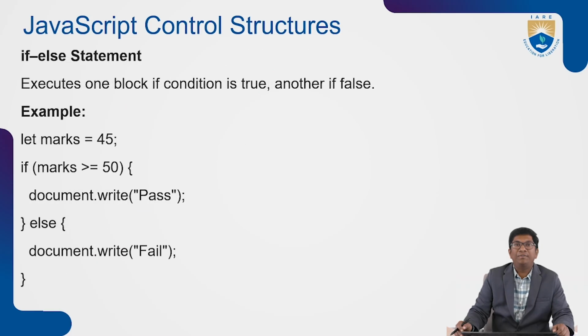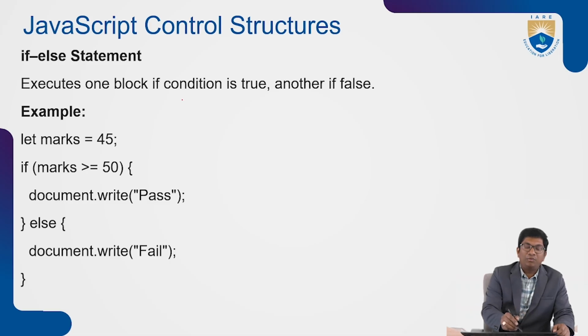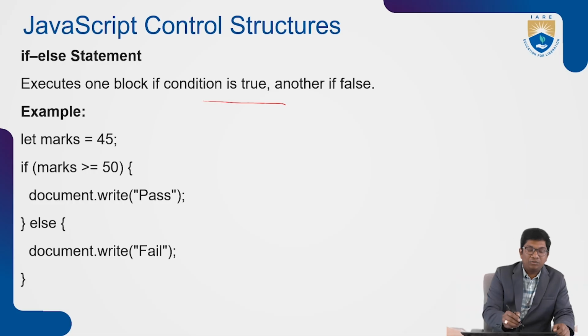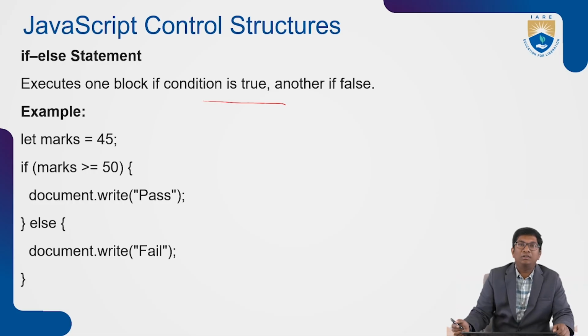Next, we have the if else statement. Same as C. If you know the C language very well, then we can write JavaScript control structures easily. The if else statement executes one block if the condition is true, another if it is false. In the if statement, it contains only a true block, but here it contains either true or false. If the condition is true, then it executes the true block. If false, then it executes the else block.